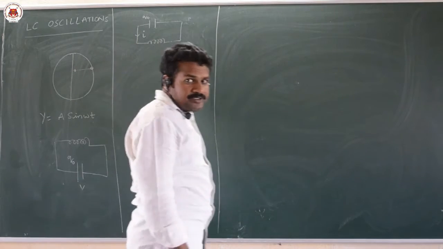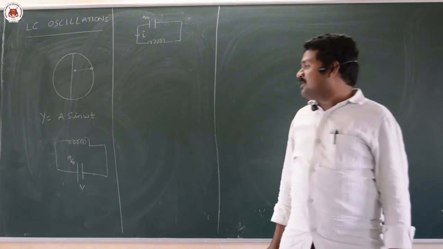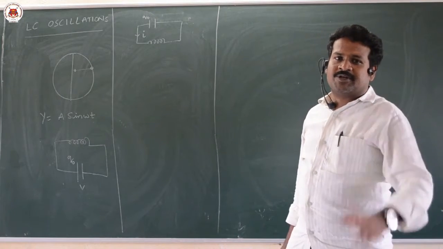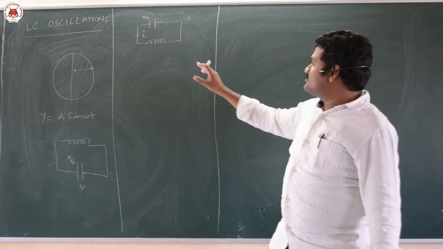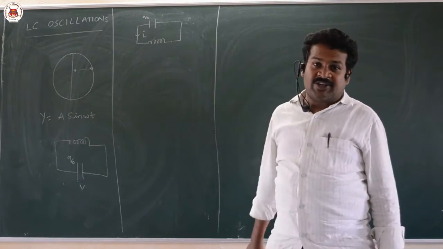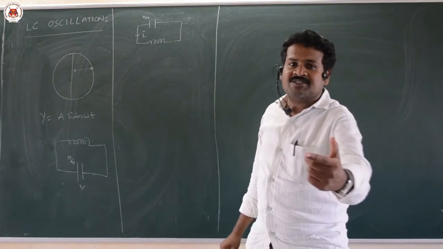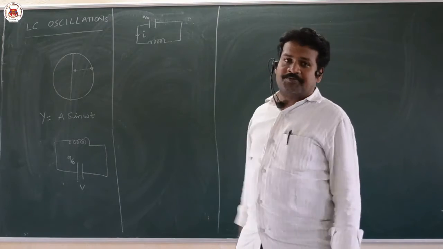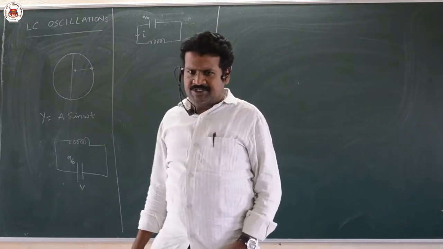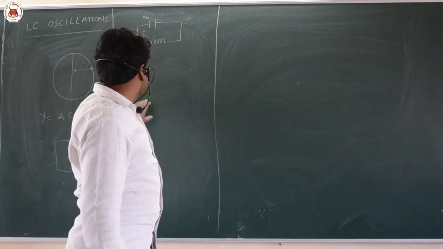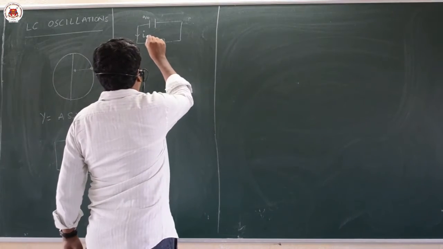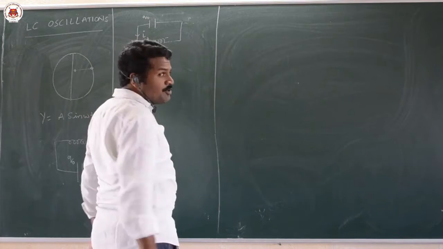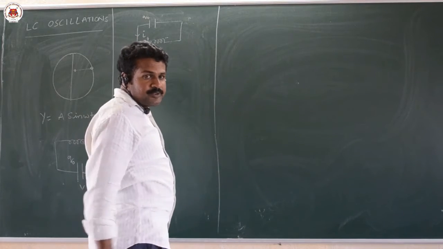Now what is the function of the inductor? I already explained that an inductor opposes the change of current. If the current is growing, it decreases the growing current, and it increases the decreasing current. It is always opposing according to Lenz's law. So the inductor starts opposing. It develops an EMF and starts opposing the current.